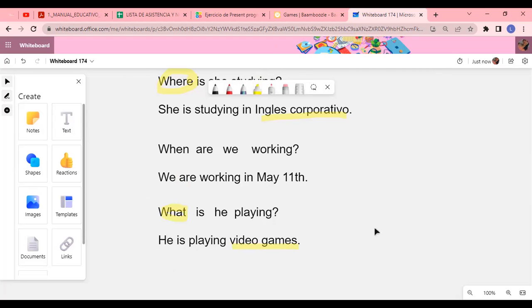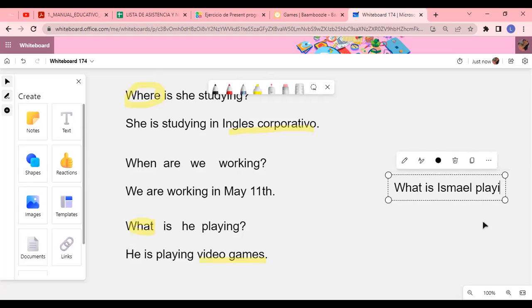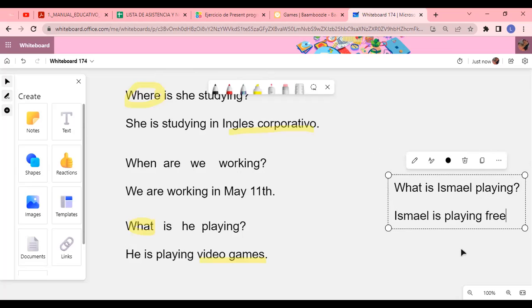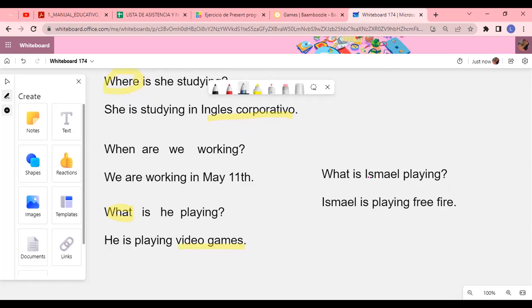Now, una consulta. Cuando le preguntan así, digamos, con el he y el she, cuando están preguntando he, se puede responder con el nombre de la persona. Como, digamos, un ejemplo, Ismael is playing Free Fire o algo así. Okay. Yes, for example, we can say, what is Ismael playing? Sí, pueden ser nombres. Y para responder serían, Ismael is playing Free Fire. Okay. Sí, también podemos utilizar nombres. O puede ser al revés también, puede ser que en vez de Ismael pongamos el he y digamos, what is he playing? Y de ahí respondamos con el nombre, Ismael is playing Free Fire. Okay, it can be possible, puede ser posible, yeah. Thank you, mister. Very good.